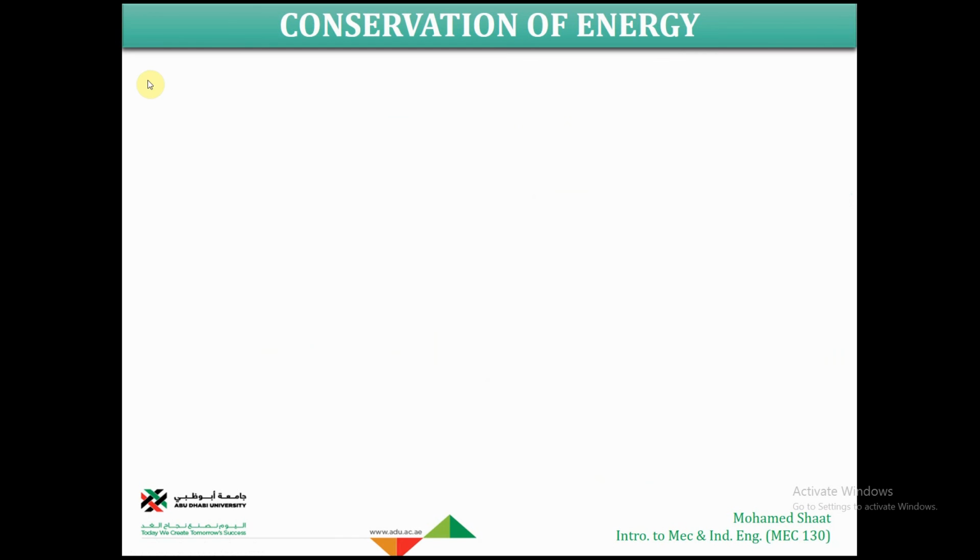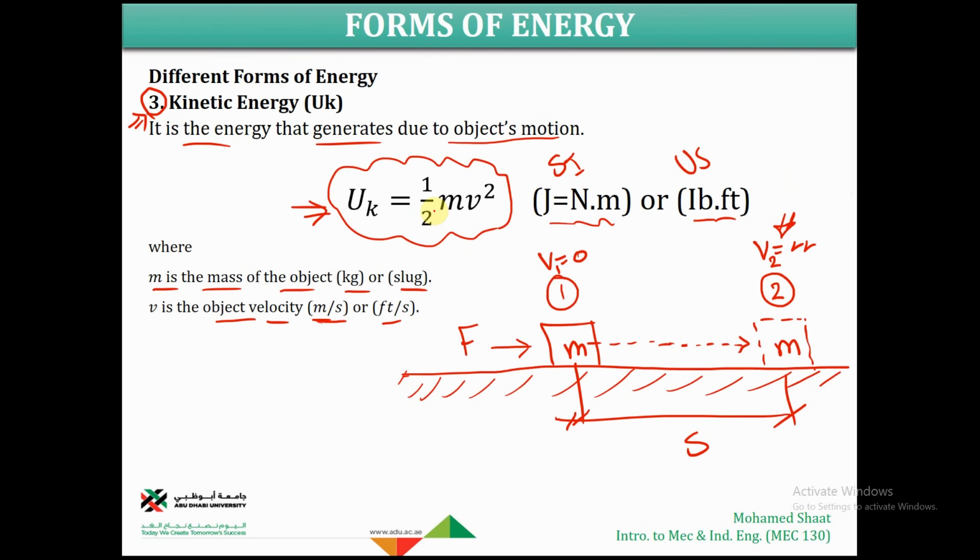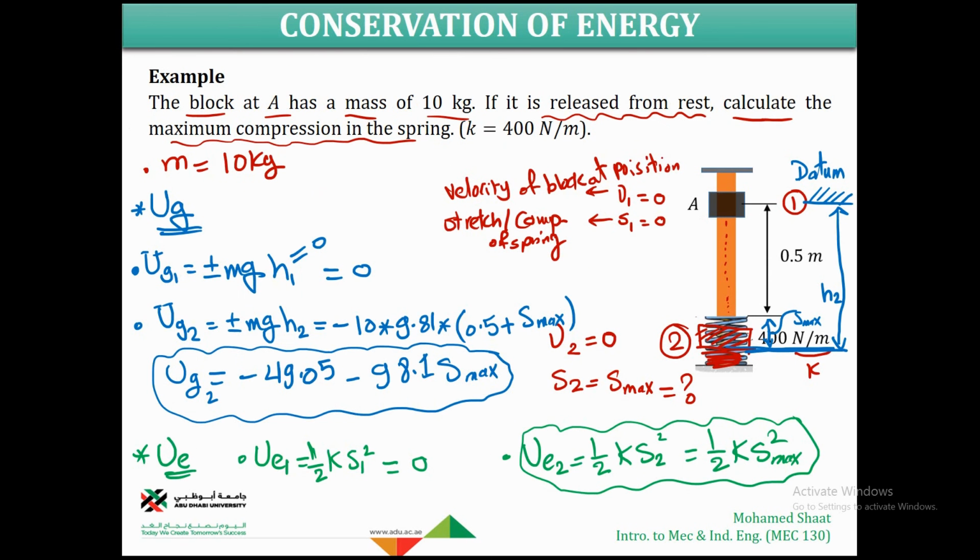So now we're going to move to the kinetic energy. The third type of energy is the kinetic energy, which is UK, where K stands for kinetic. We define the kinetic energy whether at position 1 or position 2. So the UK at position 1, according to our definition of the kinetic energy, should equal half the mass of the object times its speed or velocity squared at position 1 or position 2. Definitely this object is a solid object, so its mass will be the same at position 1 or position 2. There is no change in the mass, which is already 10 kilograms.